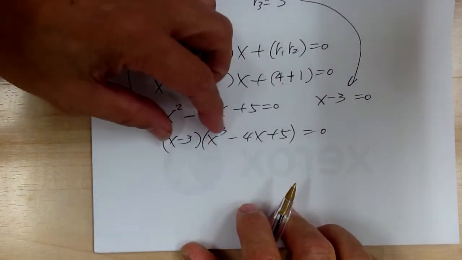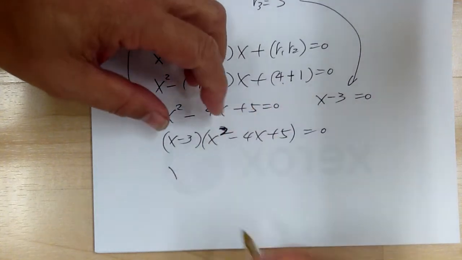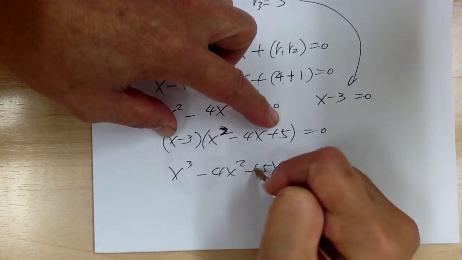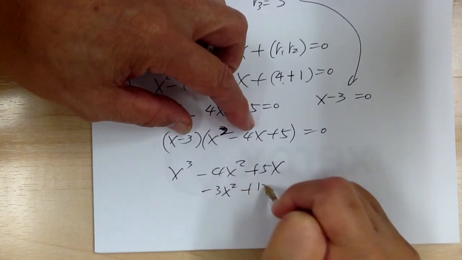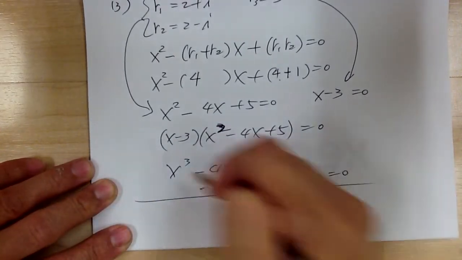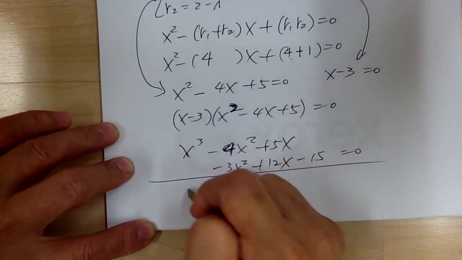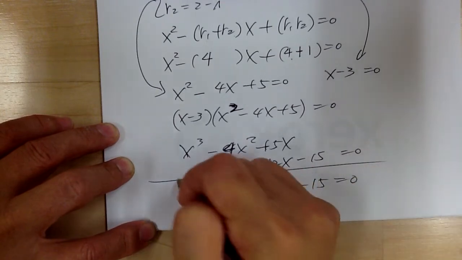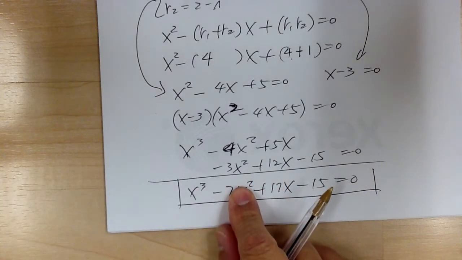Then you can distribute and multiply out x squared. So you're going to get x cubed minus 4x squared plus 5x, and then minus 3x squared plus 12x minus 15, equal to 0. Notice I lined up the columns already, combining the horizontal and vertical methods. So I get x cubed minus 7x squared plus 17x minus 15 equal to 0. And that's my answer. That's my cubic equation.